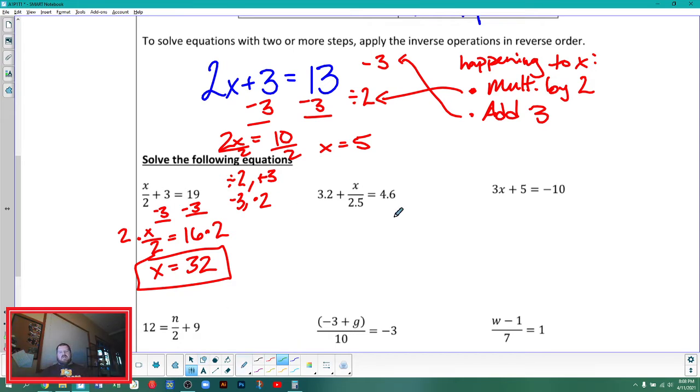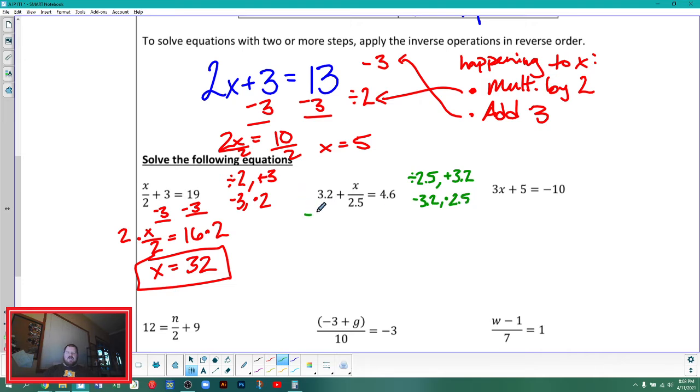Okay. On this next one, what's happening to x? Well, if I knew what it was, I would divide it by 2.5, and then I would add 3.2. So I'm going to undo those in the reverse order. So I'm going to subtract the 3.2, and then I'm going to multiply by 2.5.